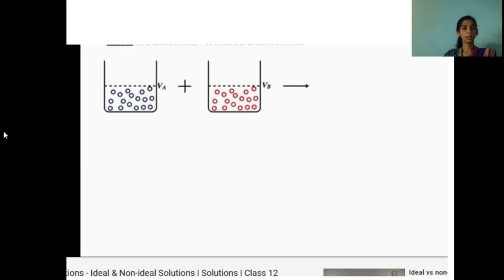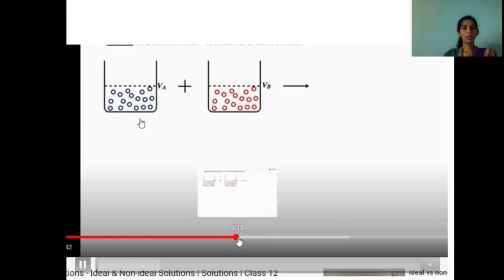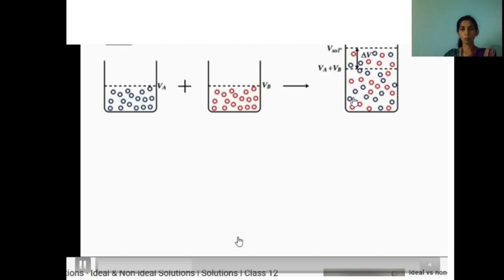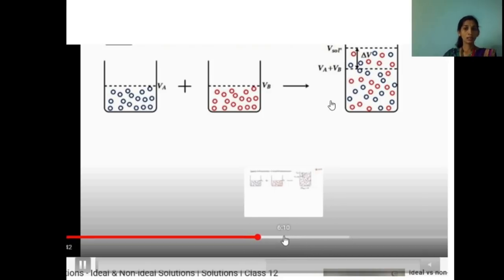When we take a mixture of A and B, the volume of A mixed into the volume of B, that means VA plus VB, the total volume of the solution will increase. That means the value of delta V increases. Then that type of deviation is our positive deviation.